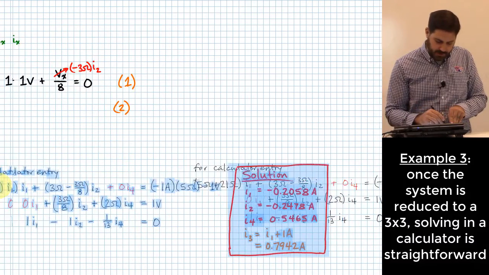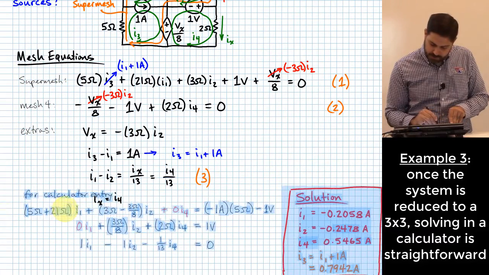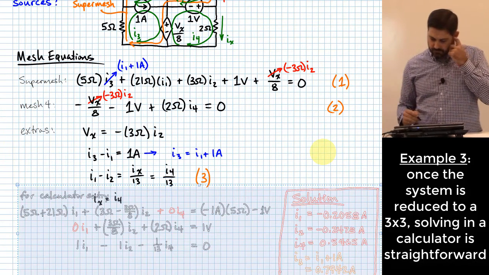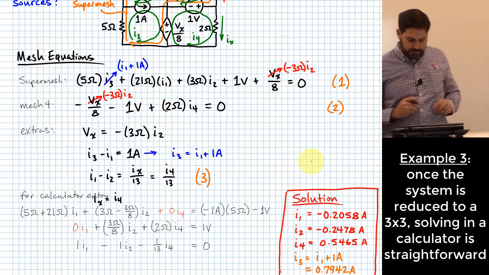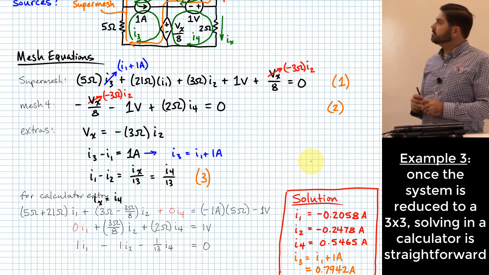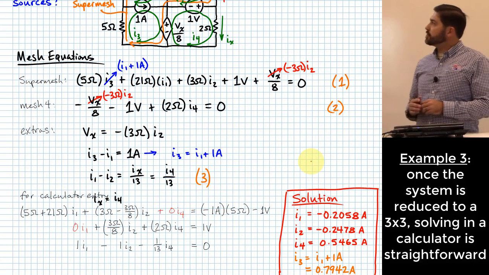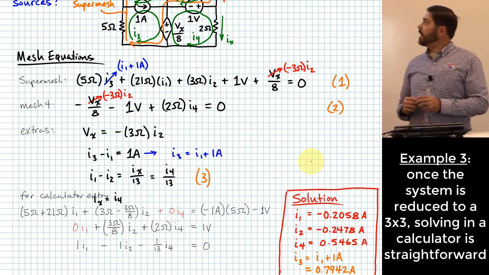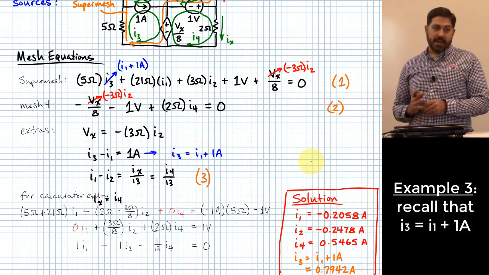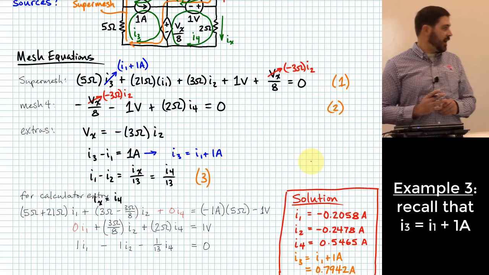All right, let me slide it over here. And that way it looks like it's part of the notes. All right, and then you take that solution of that 3x3, you get I1, I2, and I4. Finding I3 is just a matter of adding 1 amp to I1, right? So that's easy to get I3 as well.